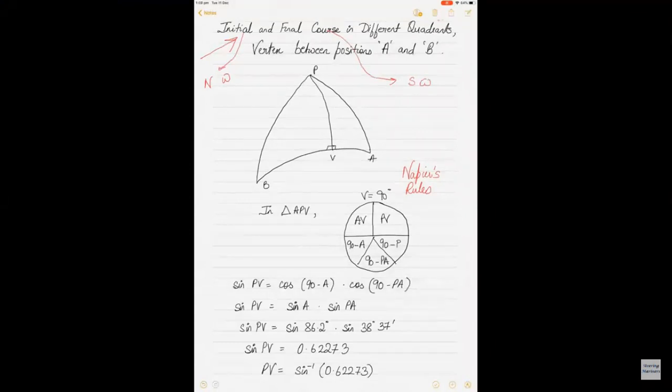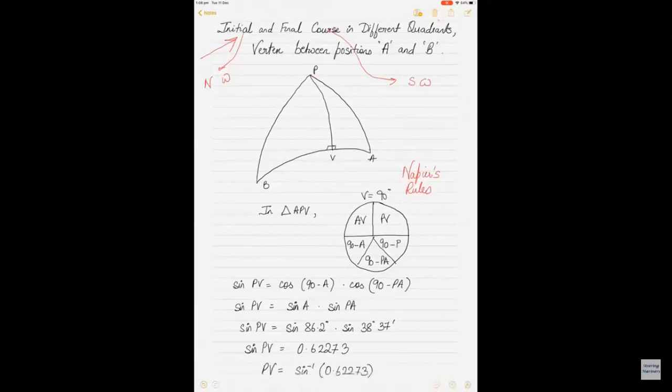So we draw the diagram, and the vertex always lies towards the highlighted area. We always use Napier's rules. If both the courses were in the same quadrant, the vertex would lie outside the A and B triangle towards the highlighted area. Okay, I'm going to delete PAV now, because you don't want that right now, otherwise it will cause you confusion.